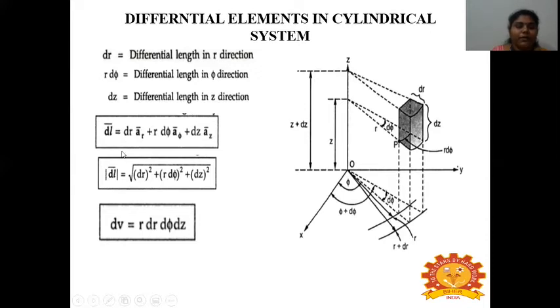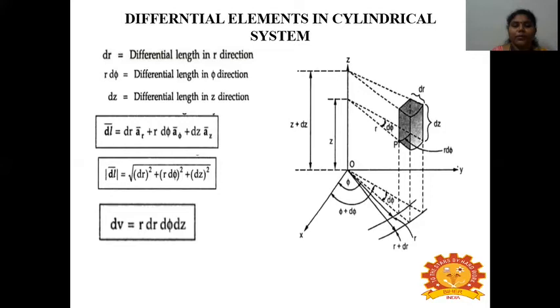If you take the modulus of the differential length, it will be obtained as modulus of dl is equal to root of dr square plus (r d phi) square plus dz square. Then again we have to calculate the differential volume. The differential volume here is the product of the three axes, so that will be r into dr into d phi into dz. So this is how we obtain the differential length and the differential volume.